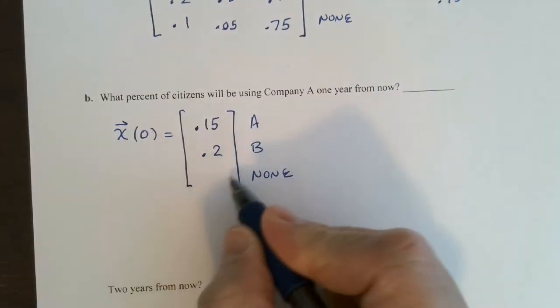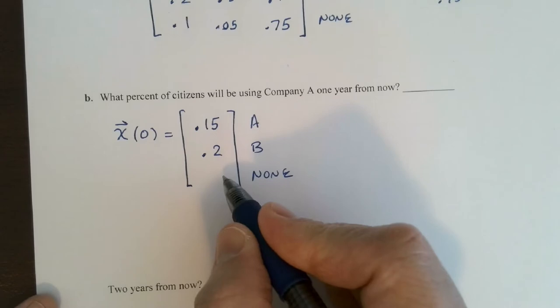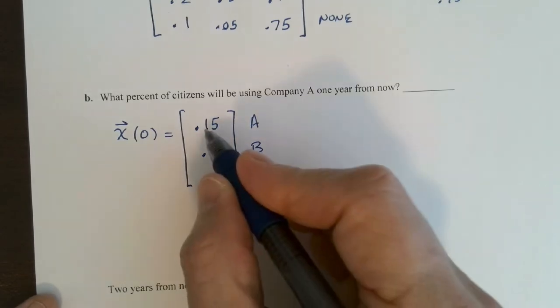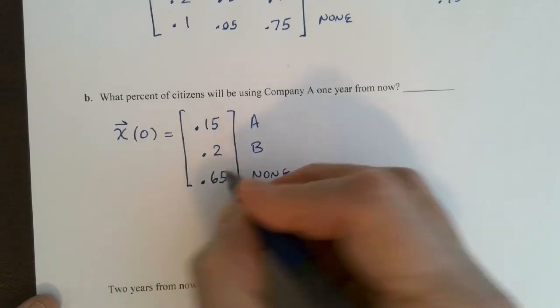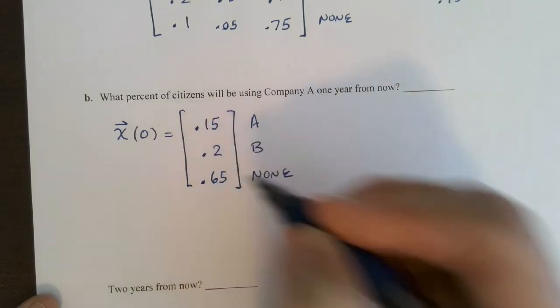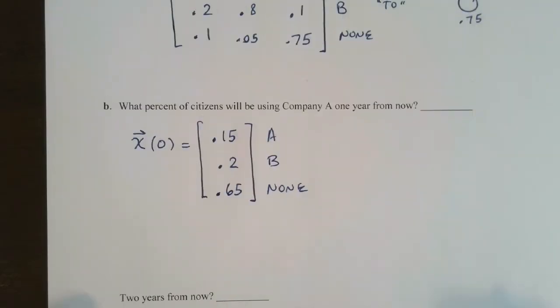Then it tells how many didn't have any cable company. Well, can't we figure that out? 15% plus 20 is 35%. That leaves 65%. The state has to add up to 100%, right? You're either using cable company A, B, or none. These are the only options in this city.